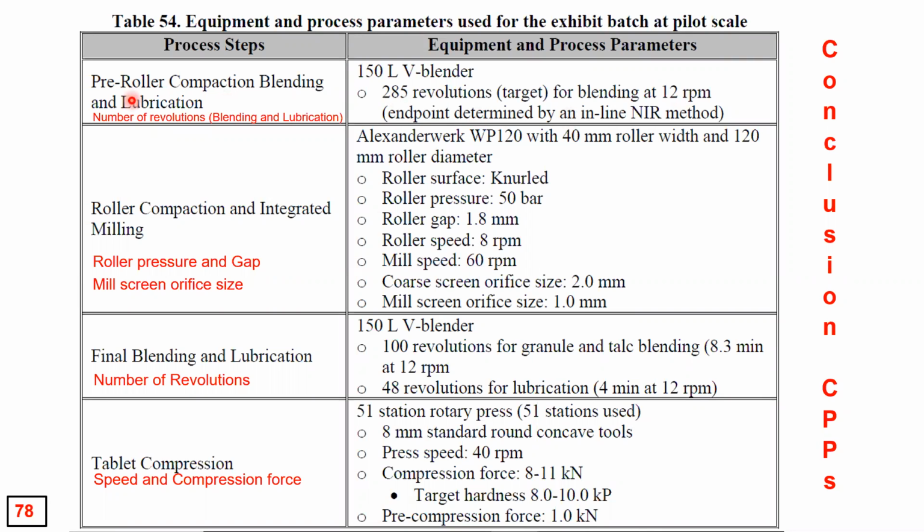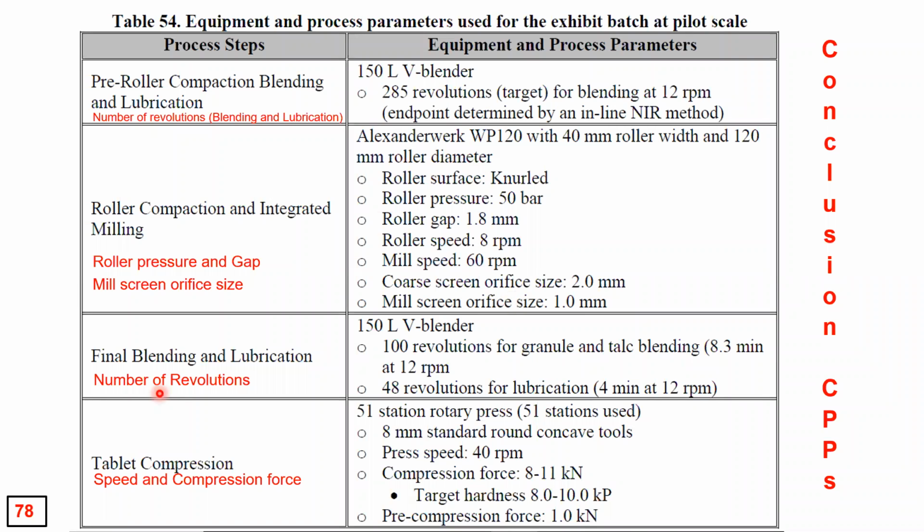So for the pre-lubrication, for the pre-blending, they have used 150. They have optimized, otherwise they screened the critical process parameters, and they found the V blender should be at 150 liters and rotated at 285 revolutions with 12 RPM. Then the compaction, that is the roller pressure and gap. They have found that the roller set should be null, then roller pressure should be 50 bar, and so on. So these are the parameters necessary to get the critical quality attributes at the exact values.